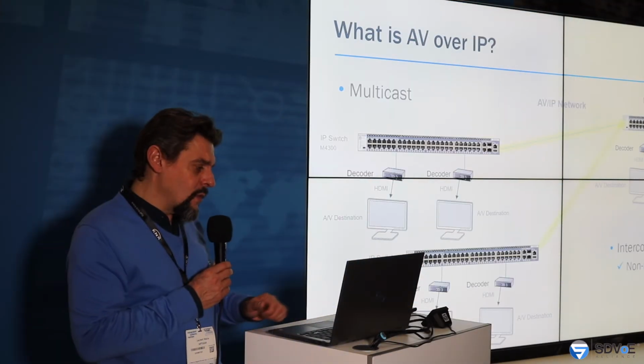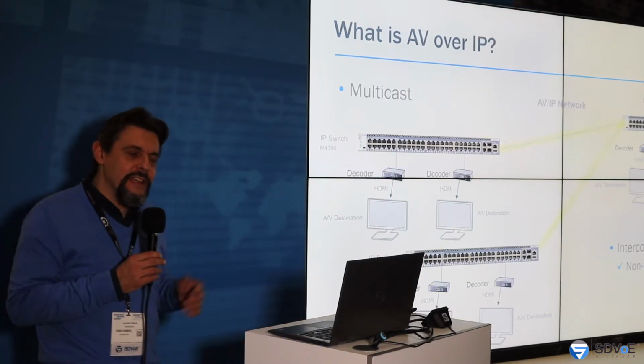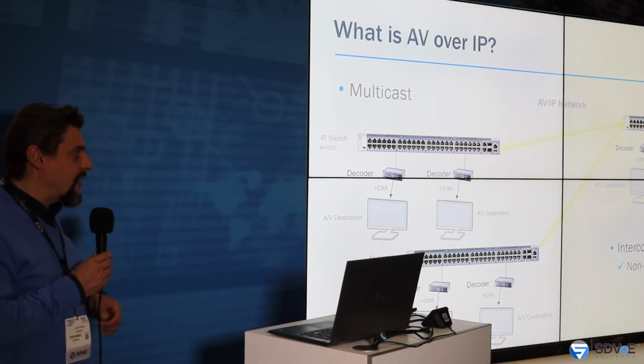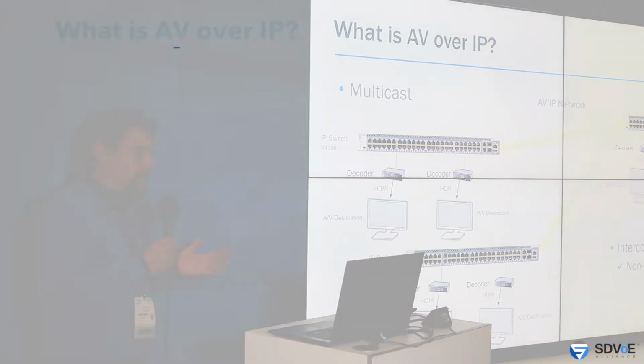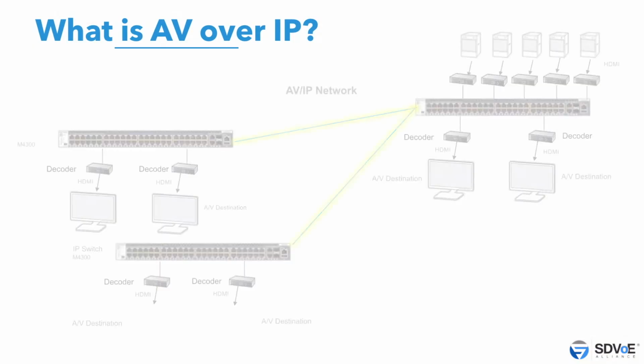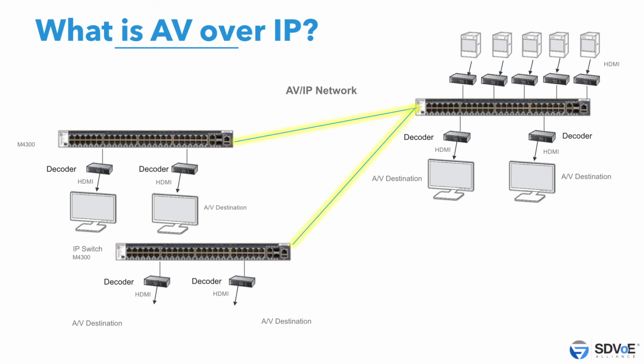And now let's have a look. What is AV over IP? How does it work? It's actually really simple. It looks like we are going to use the same network, but we are not, right?